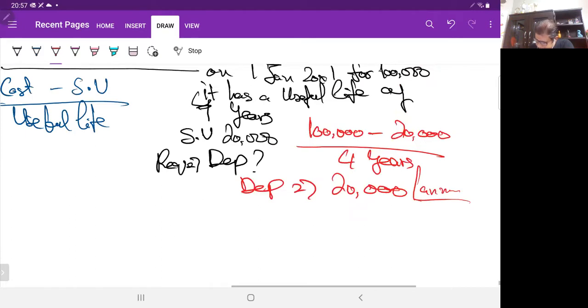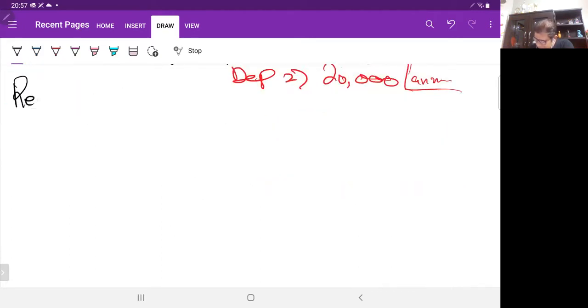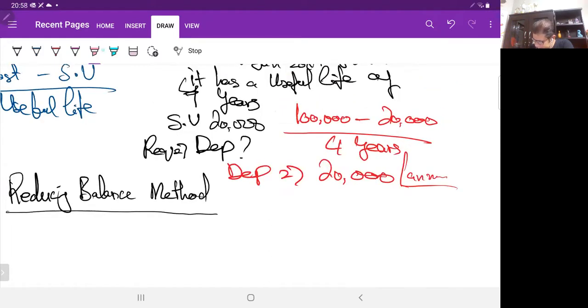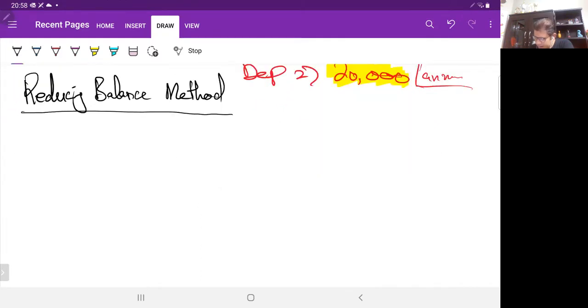Now, next method, which is reducing balance method. Okay, one more thing which I need to tell you. Straight line method believes that throughout the life of the asset there is equal usage, so they deduct the equal amount every year, as you can see over here. While the reducing balance method gives more benefit in the earlier years, and later on it gives less.